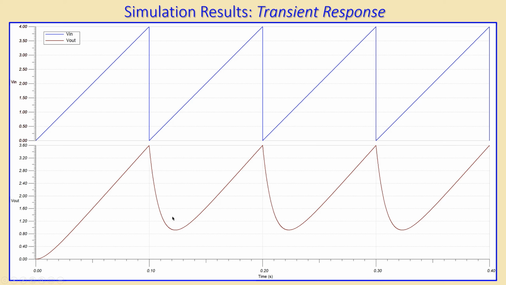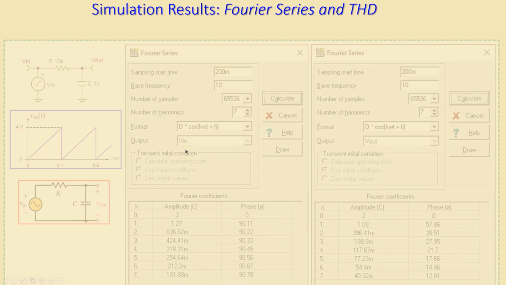So in order to determine later on the Fourier series, we have to look a little bit later, after for example 0.2 or 0.3 seconds. And that will be of course a little bit smoothed out. That is also the reason why we have a little bit smaller THD here for the output than the input. That's the transient response, and we will use these transient response figures to determine the Fourier series by post-processing this in SPICE. So Fourier series and the THD.